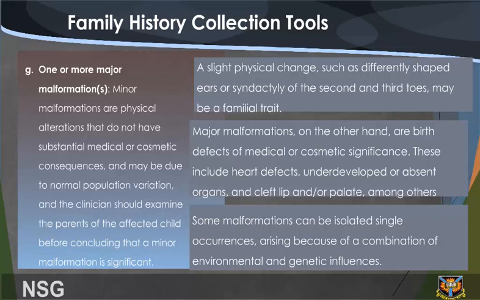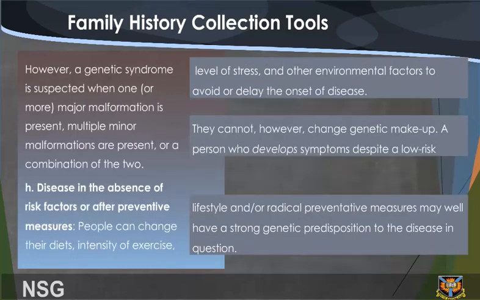These include heart defects, underdeveloped or absent organs, and cleft lip and/or palate, among others. Some malformations can be isolated single occurrences arising because of a combination of environmental and genetic influences. However, a genetic syndrome is suspected when one or more major malformations are present, multiple minor malformations are present, or a combination of the two.